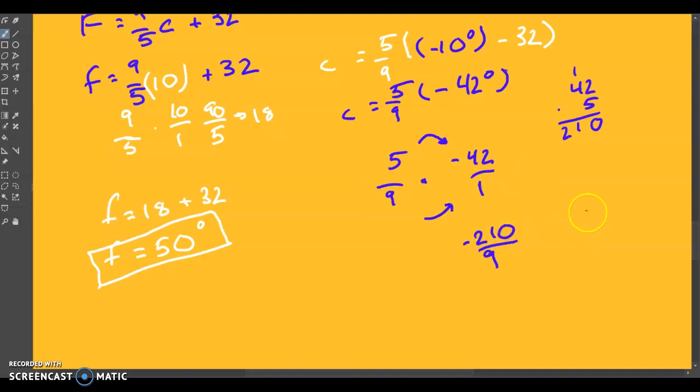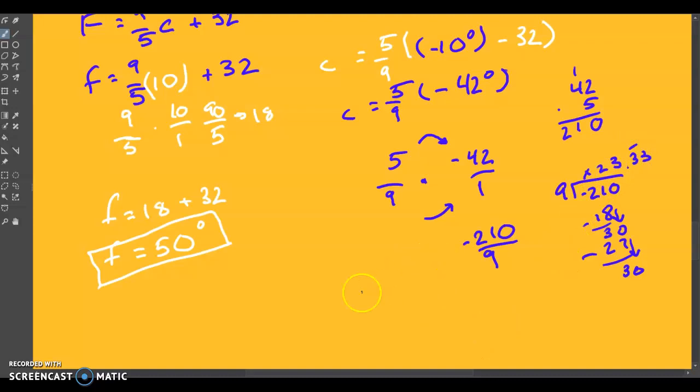In order to find the actual answer, we should do some division. We'll do 9 divided by negative 210. 9 does not go into 2. It goes into 21 twice, which will give us 18. We subtract, we get 3, we bring down the 0. 9 goes into 33 times, which is going to give us 27. We subtract, we get a 3, we bring down the 0. I can tell this is going to keep on going on forever and ever. 0.33, repeating that 3.